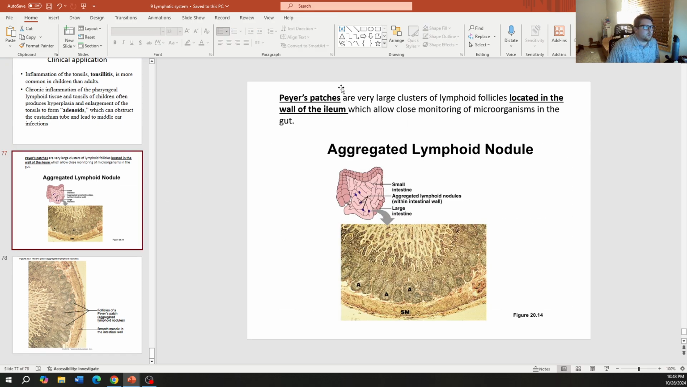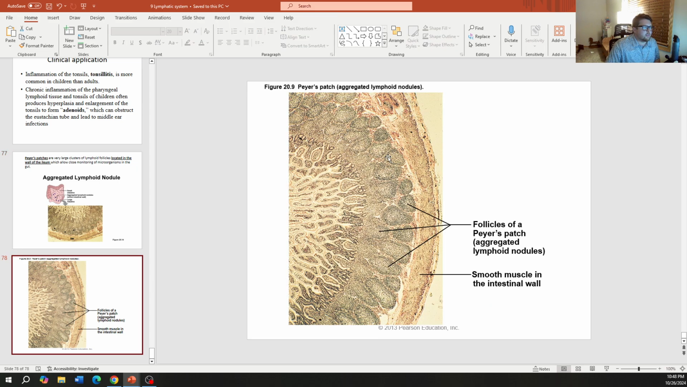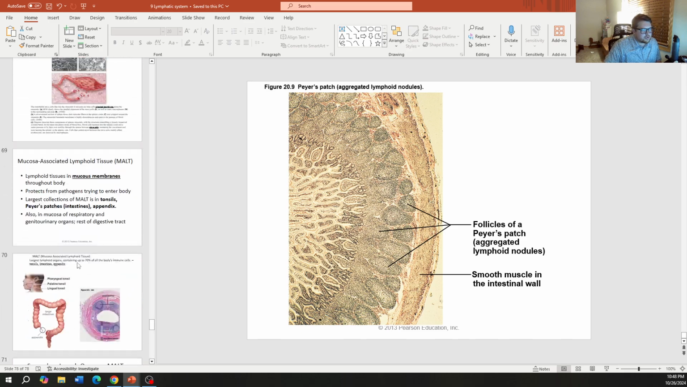And then here are what are called our Peyer's patches in the ileum, in that small intestine. These are large clusters of lymphoid follicles located there. These are very often asked about as lab questions, specifically like asking either where they're located or just to identify them. So Peyer's patches, these are groups of lymphoid nodules within the gut, within the small intestine. And that covers our lymphoid tissue.